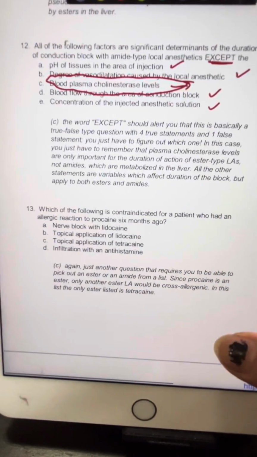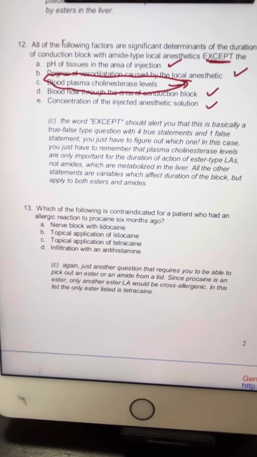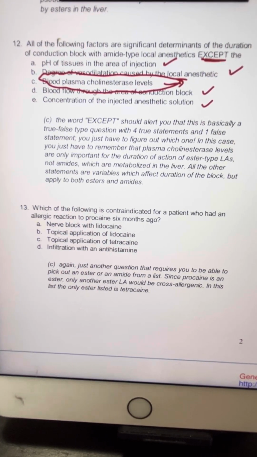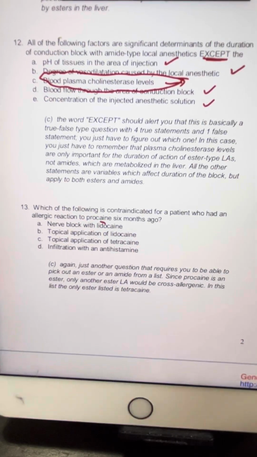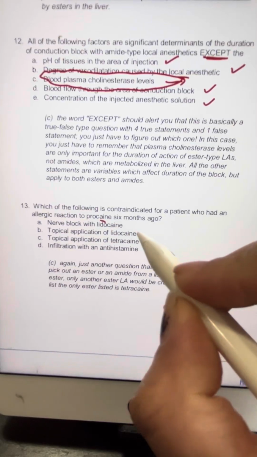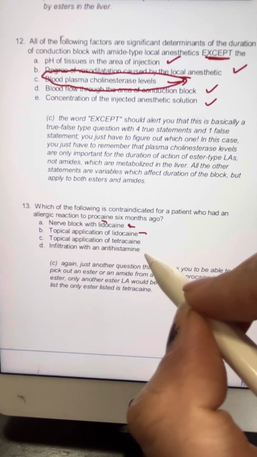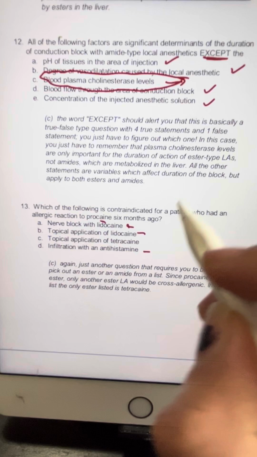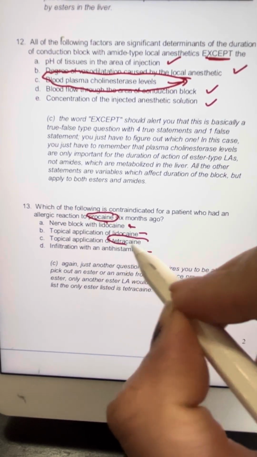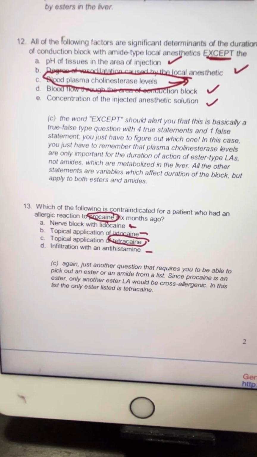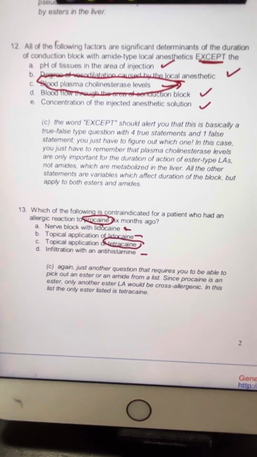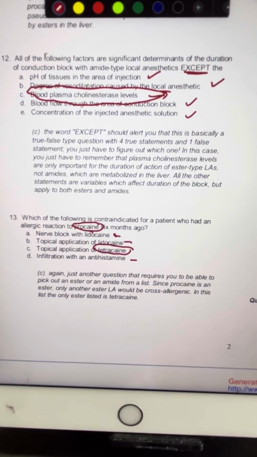And then we have, which of the following is contraindicated for a patient who had an allergic reaction to procaine 6 months ago. If it is procaine, we have to look for the option which is also an ester. Lidocaine, no, it is amide. This is also amide, and this is not considered an antihistamine. So for this one, if the patient has an allergy to procaine, they will also have an allergy to tetracaine, which also belongs to the ester. So again, they will ask you a question like this. So it is a very important topic. So thank you.